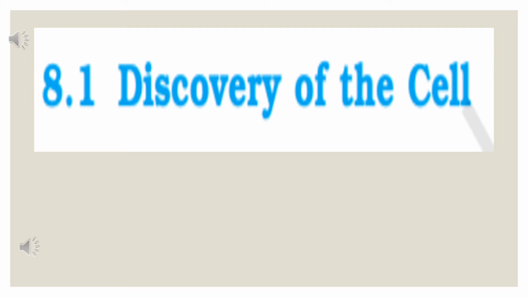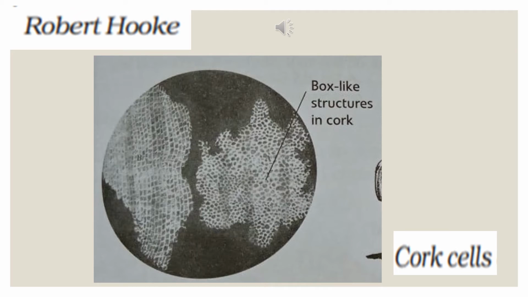Let me explain that in the next slide. If you look at this picture, it shows the cork, a part of the bark of a tree, children. Robert Hooke took thin slices of cork and observed them under a microscope. What he noticed in those days were partitioned boxes or compartments in the cork slice. Here you can see the hexagonal-shaped compartments. These boxes appeared like a honeycomb.